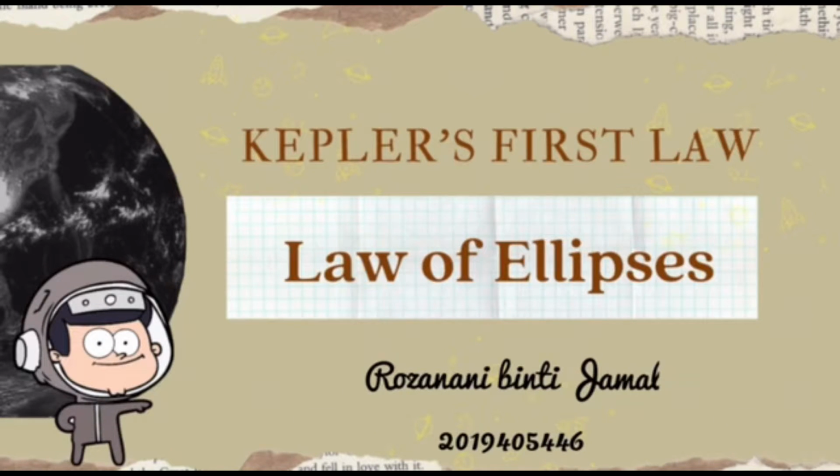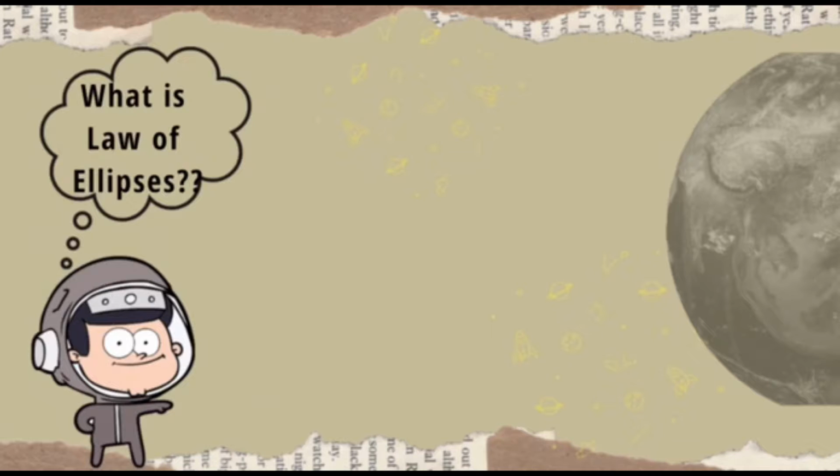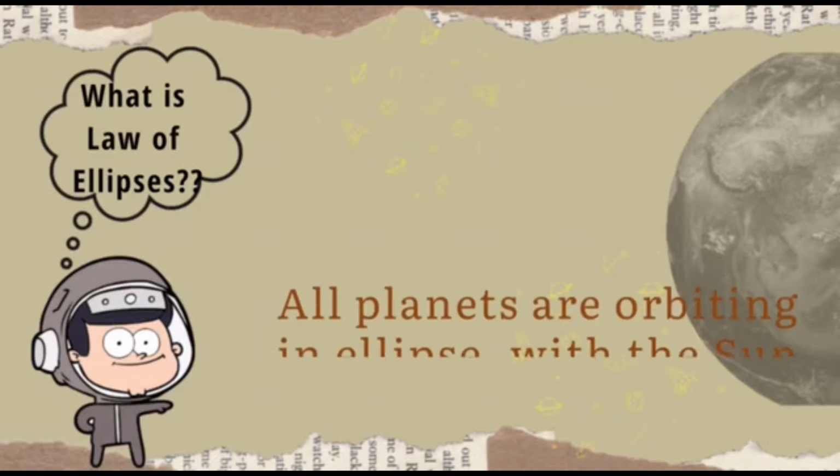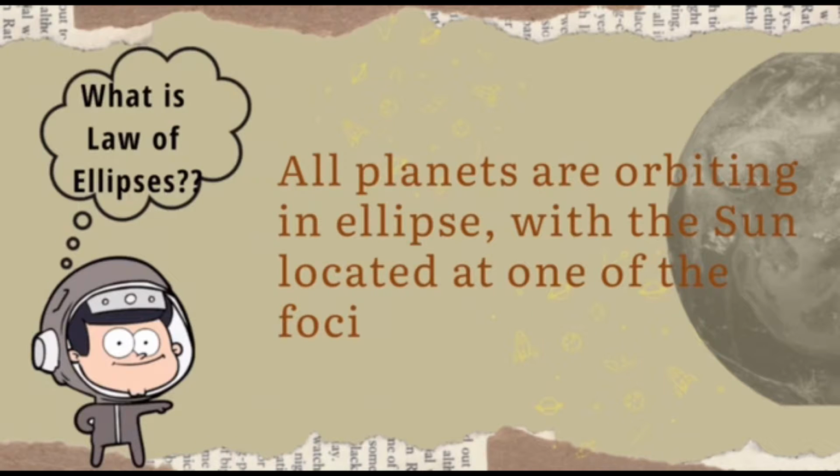I will start by explaining Kepler's first law, known as the law of ellipses. What is the law of ellipses? The law of ellipses states that all planets orbit in an ellipse with the Sun located at one of the foci.